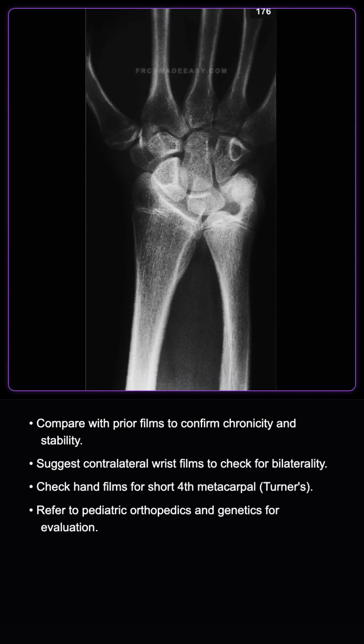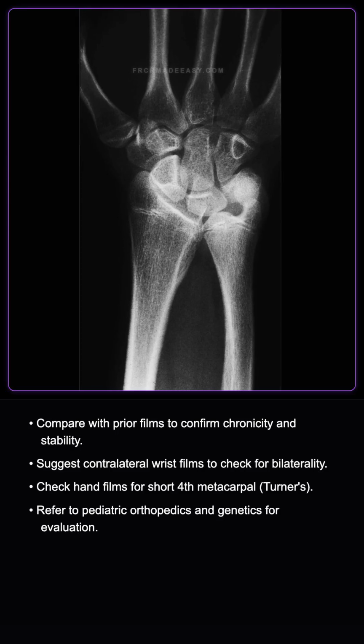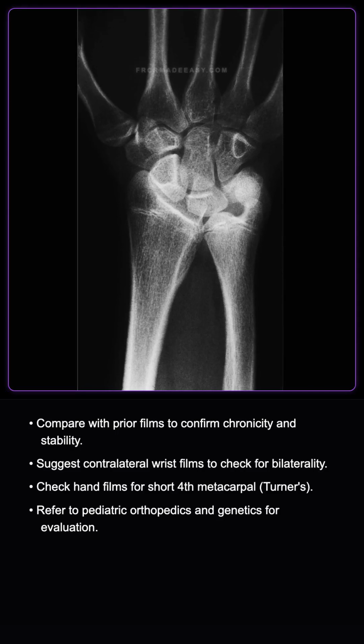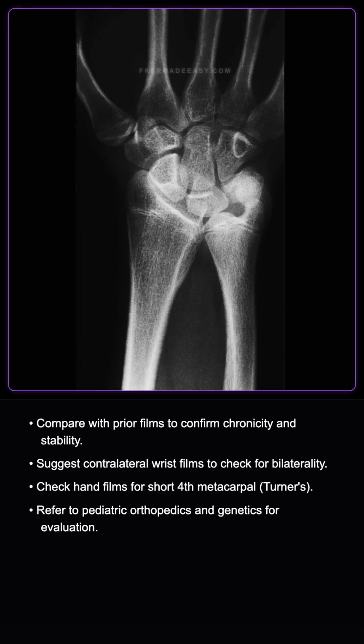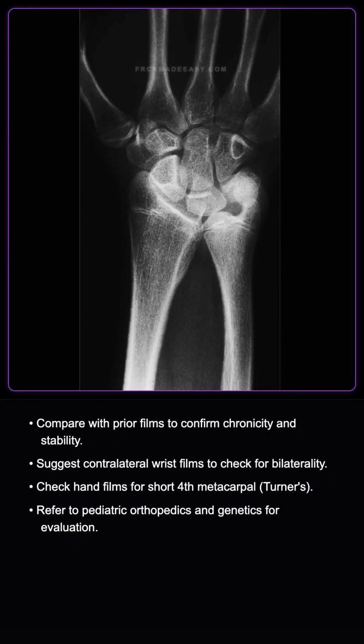I would suggest checking the hand film for shortening of the fourth metacarpal, which would strongly point toward Turner syndrome, and coordinate with the clinical team to recommend chromosomal analysis or endocrinology referral. Finally, I would document the findings and refer the patient to a pediatric orthopedist to monitor for progressive pain or deformity, as surgical osteotomy or epiphysiodesis may be indicated.